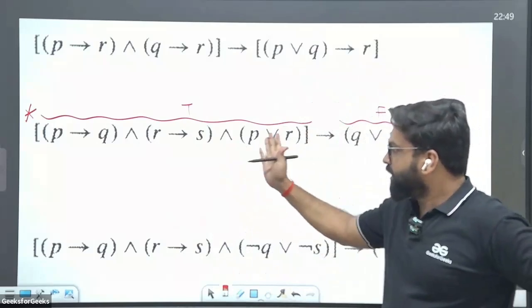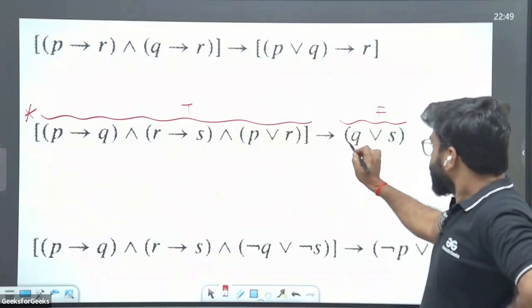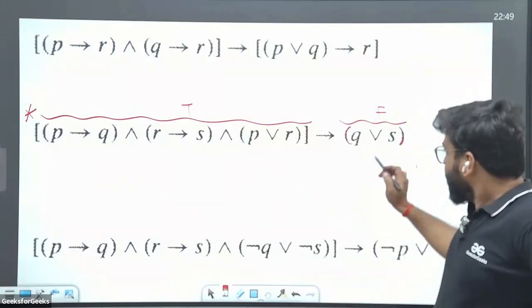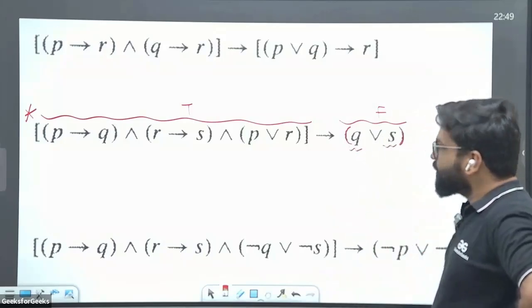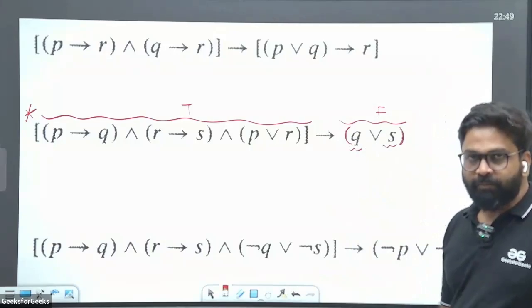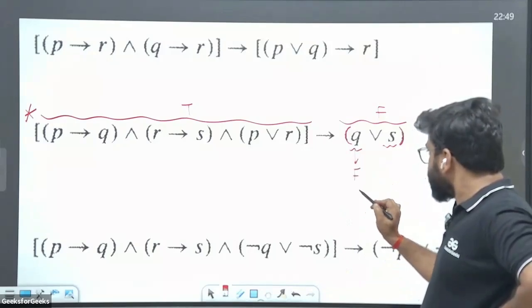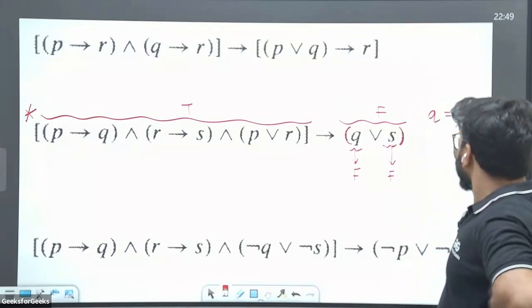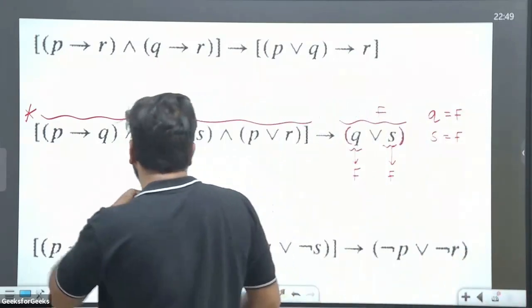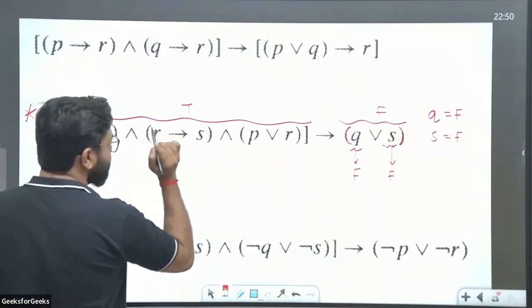So here this is true. It contains a large amount of variables, so I'm not going there. My right side is false. This whole bracket I need false. Inside the bracket you have an OR condition. So what should be the value of Q and what should be the value of S? Both are false. That means the value of Q must be false and the value of S must also be false. Now we got the value of Q and the value of S. So here this is your S.